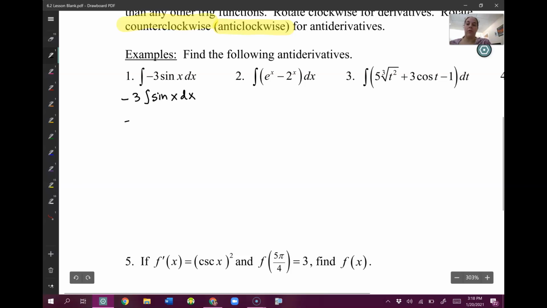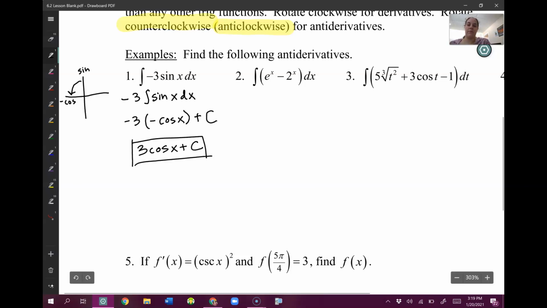And now I want to do the integral of sine. So I think of my little thing, here's my sine. And remember, integration goes counterclockwise. So that's going to be negative cosine. And don't forget our constant of integration plus c. So altogether, when I simplify this, I should get 3 cosine of x plus c. Okay?